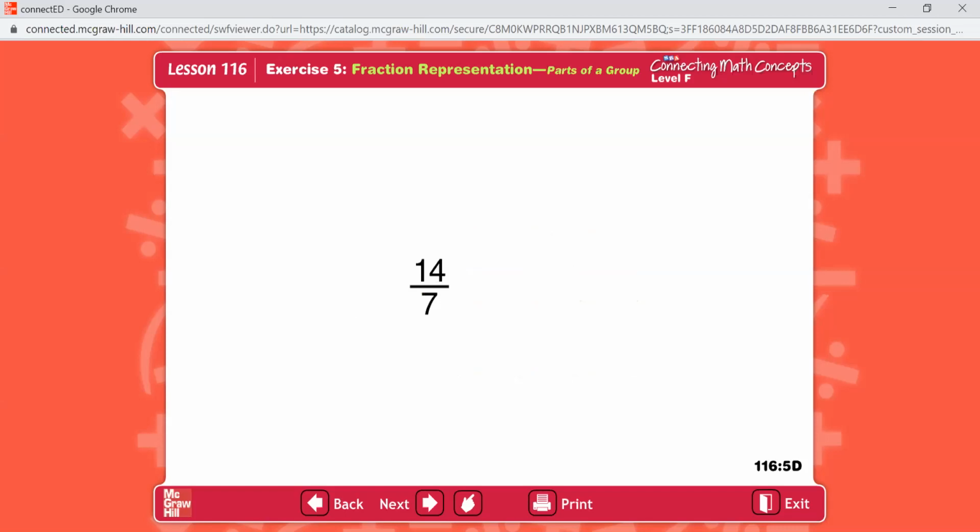New fraction, read it. This fraction reads as 14/7. The division problem for this would be 14 divided by 7. Yes, 14 divided into 7 equal groups, like so. 7 equal groups. The answer to the division problem tells you the number for each group. 14 divided by 7 equals 2.